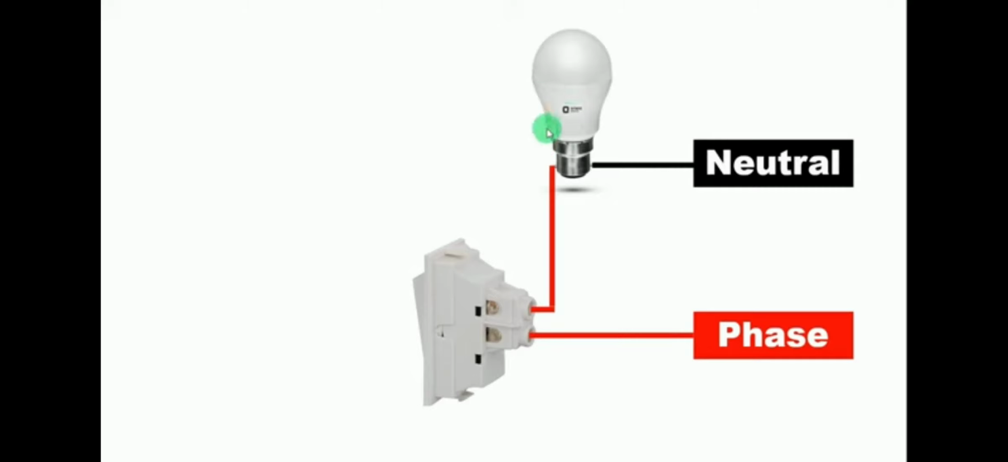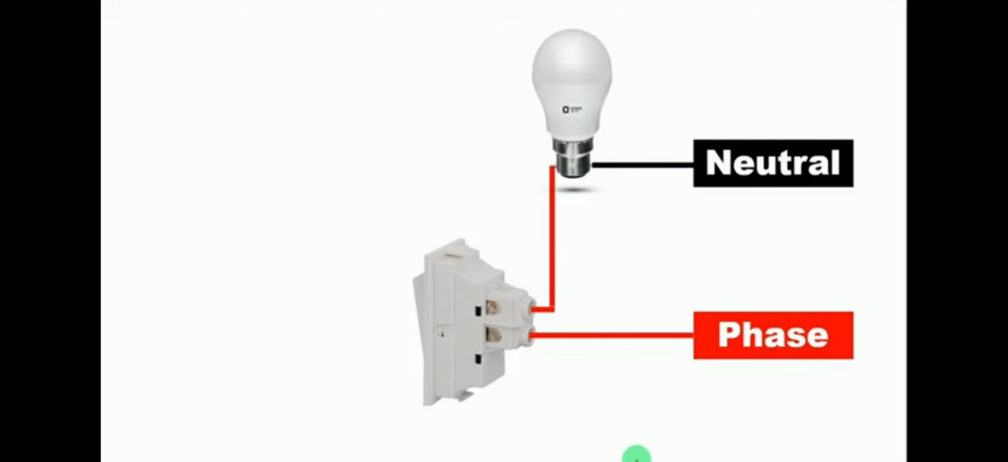As you can see here, you have a bulb and a switch. Now if you want to control this bulb using this switch, then you give phase supply to this switch. And by connecting the wire from the output terminal of the switch, you give phase supply to the bulb. Now our bulb also needs neutral supply, so we give neutral supply directly.